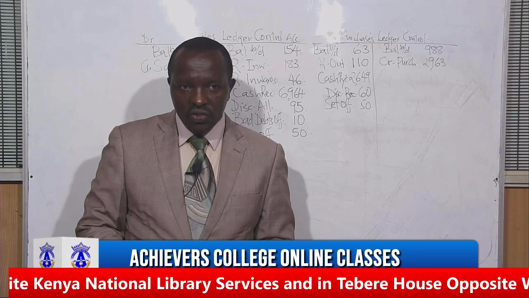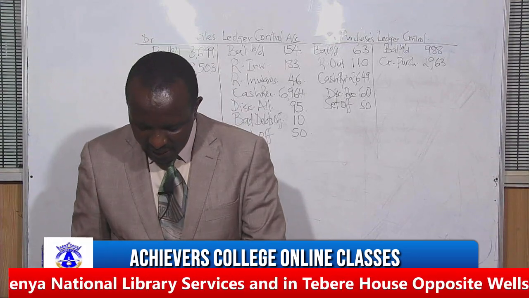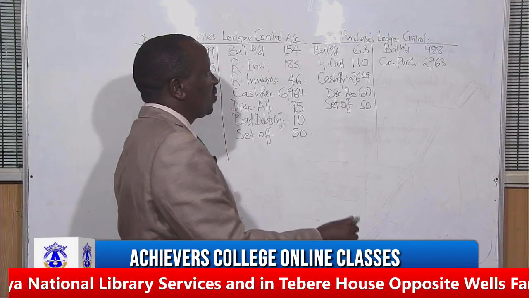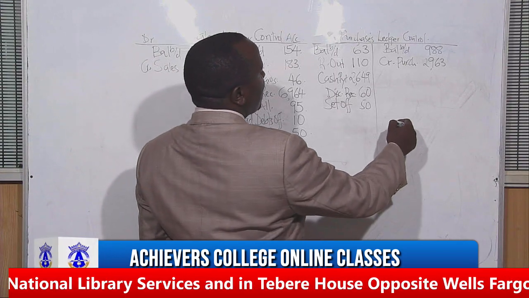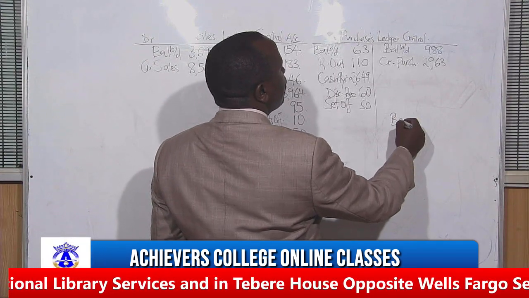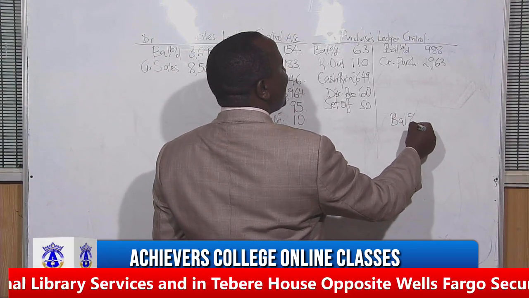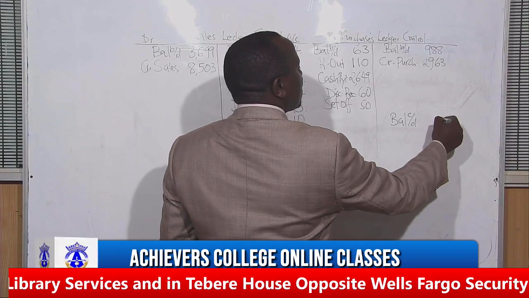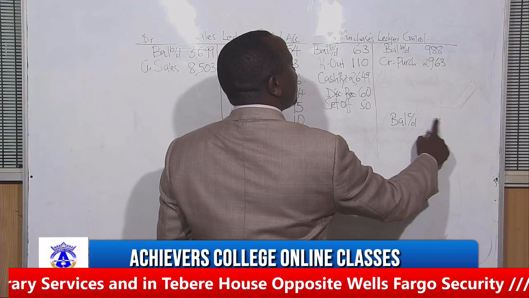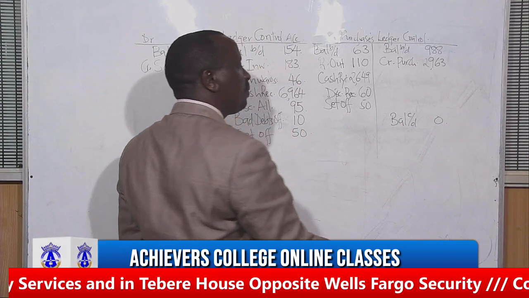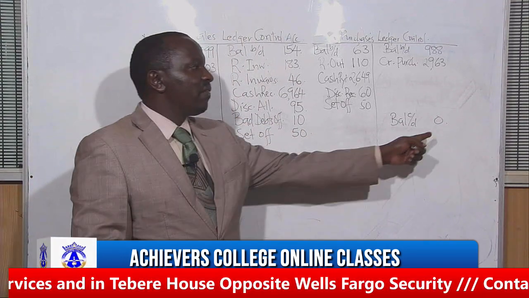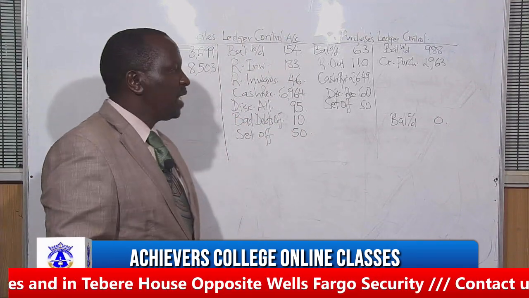Now there is also something that is given there, the debit balances in the sales ledger. Debit balances in the sales ledger should be put here, balance CD, but we are told it is nil. We have zero. We do not have any debit balance. In case you're given a debit balance, it should appear there.